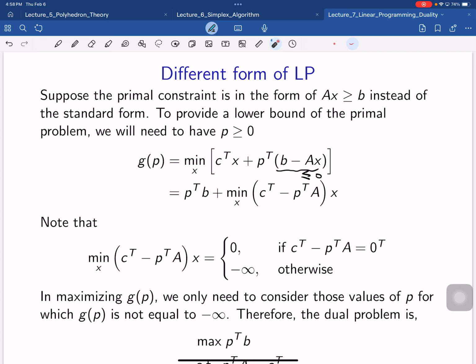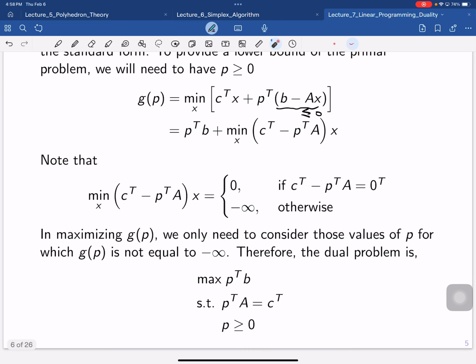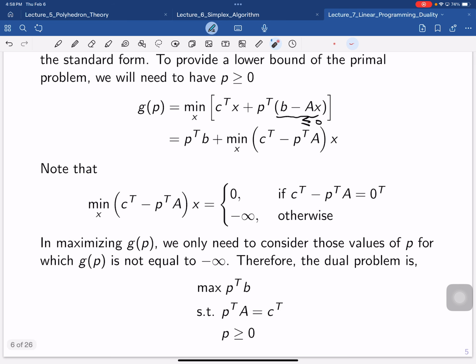And then the corresponding dual will also change. So here, as you can see, you have an equality constraint in the dual, and then you have a greater than or equal to constraint on the dual variables. So this is a subtle point here.